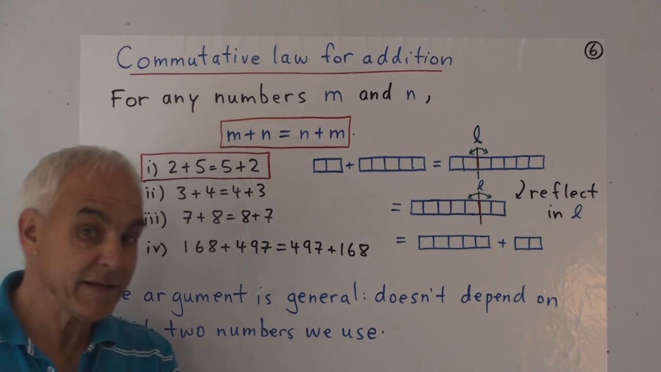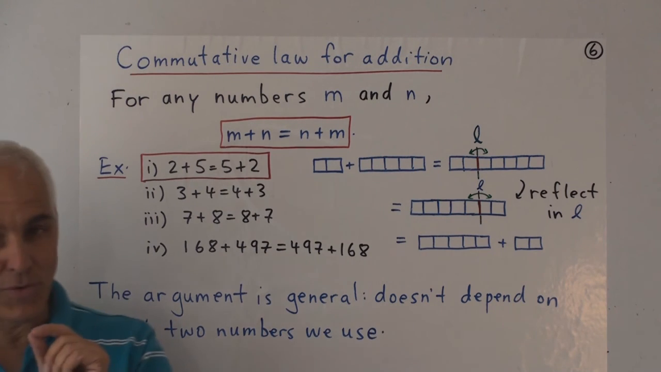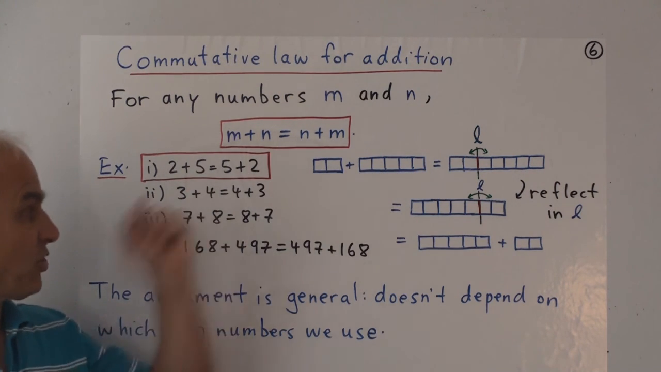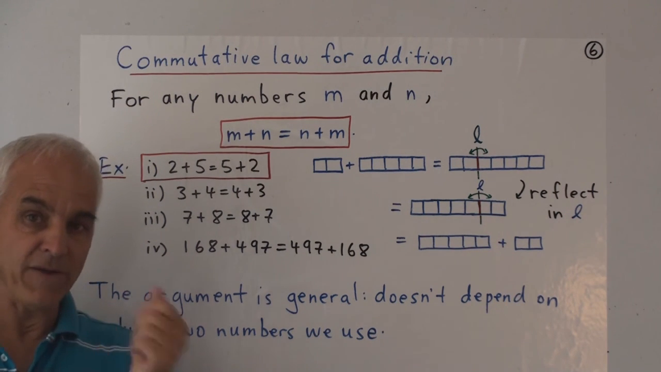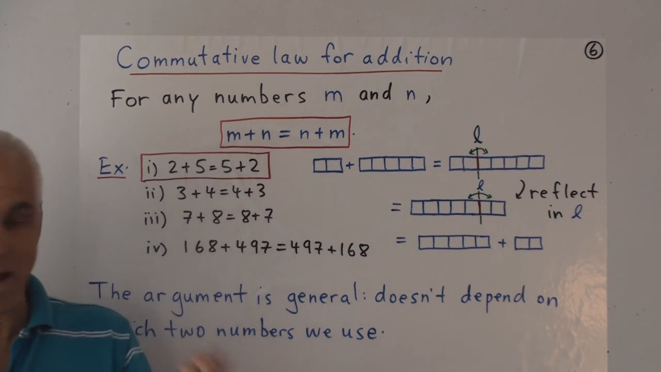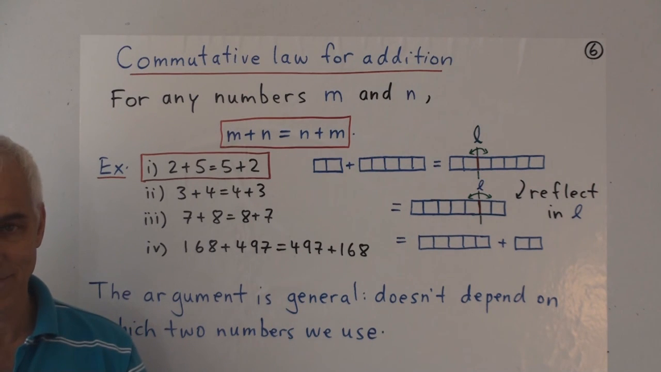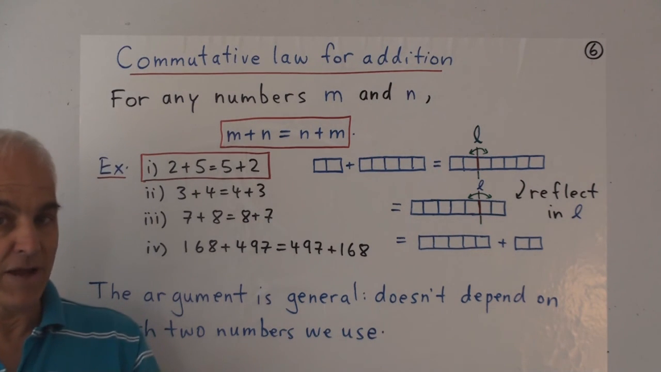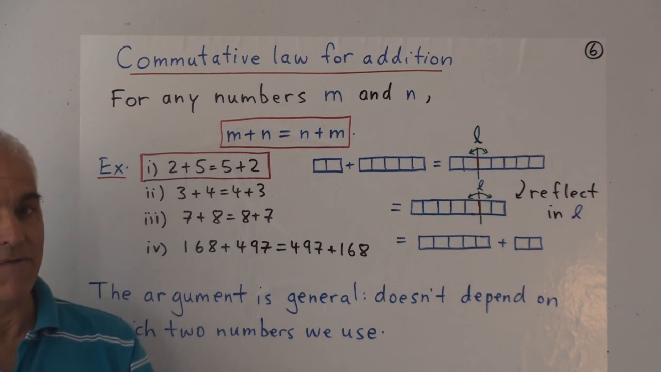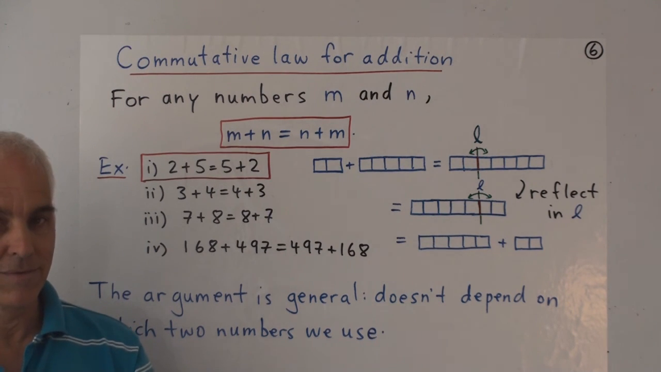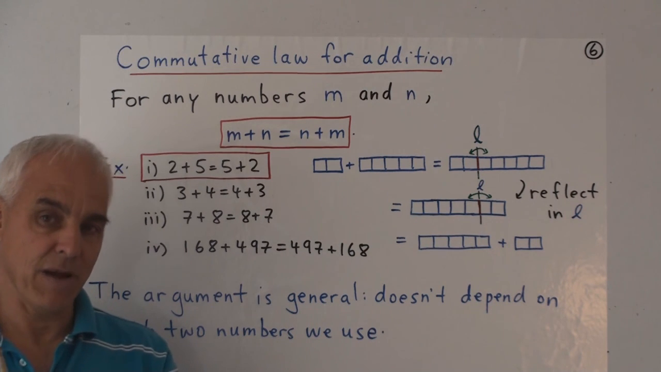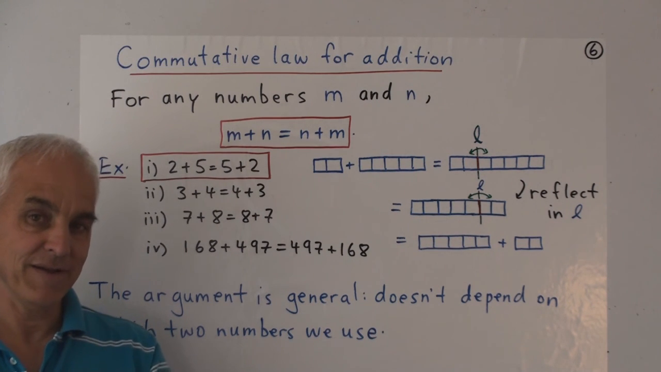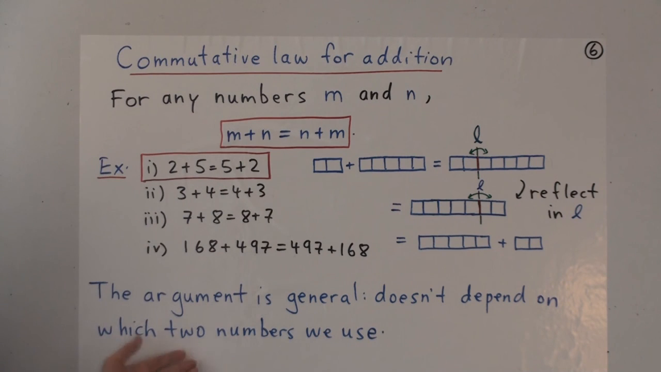Just to skip ahead a little bit, notice that it's not true if we replace addition with subtraction. For example, 4 minus 1 is not the same as 1 minus 4. Or division. 4 divided by 2 is not the same as 2 divided by 4. So commutativity depends on the operation. Some operations are commutative, some are not. And here's a sort of a geometrical explanation for the commutative law for addition.